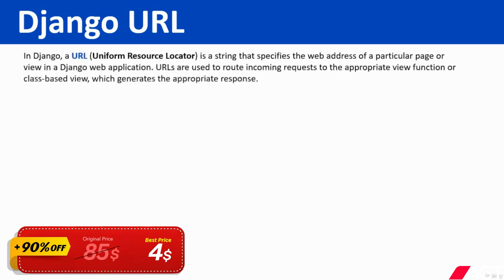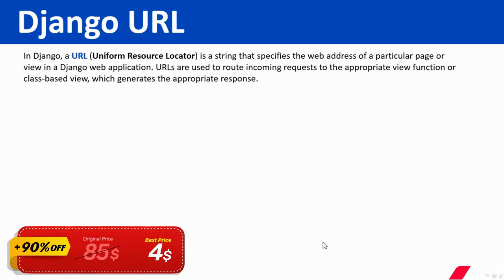In this video, I'm going to give you a quick introduction to Django URL. In Django, a URL, which is also referred to as a Uniform Resource Locator, is a string that specifies the web address of a particular page or view in a Django web application. The URLs are used to route incoming requests to the appropriate view function or class-based view, which generates the appropriate response.